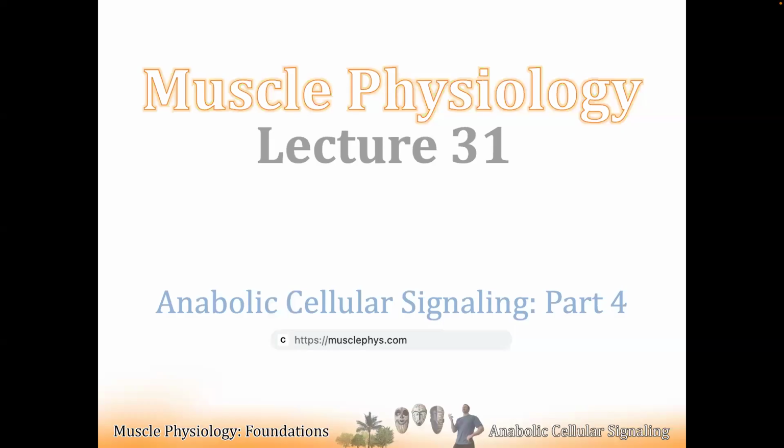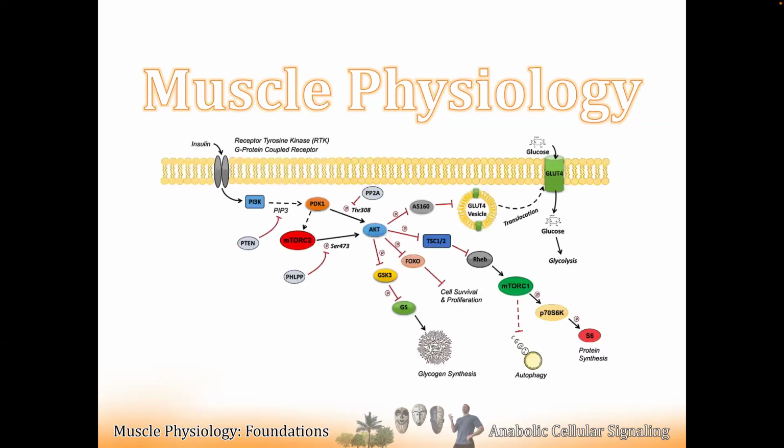This is lecture 31. It's part 4 of 7 in anabolic cellular signaling. Let's start with this diagram. There should be a lot of familiar stuff here, a lot of familiar features in it.